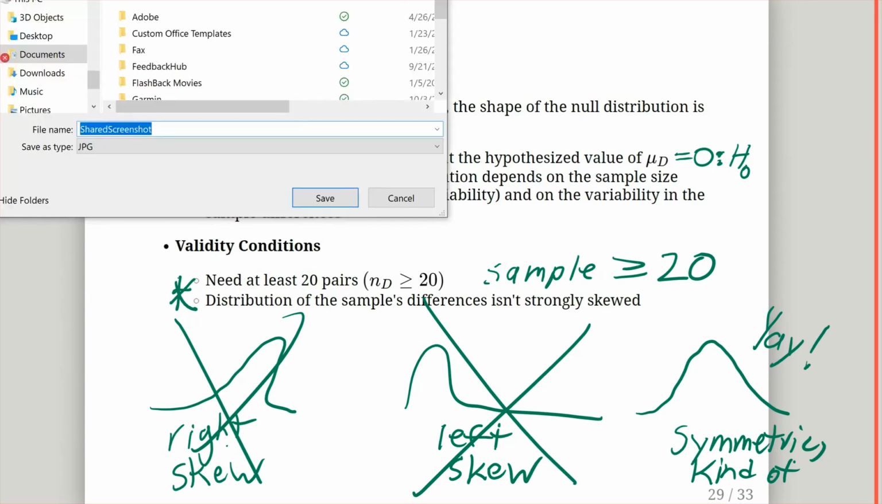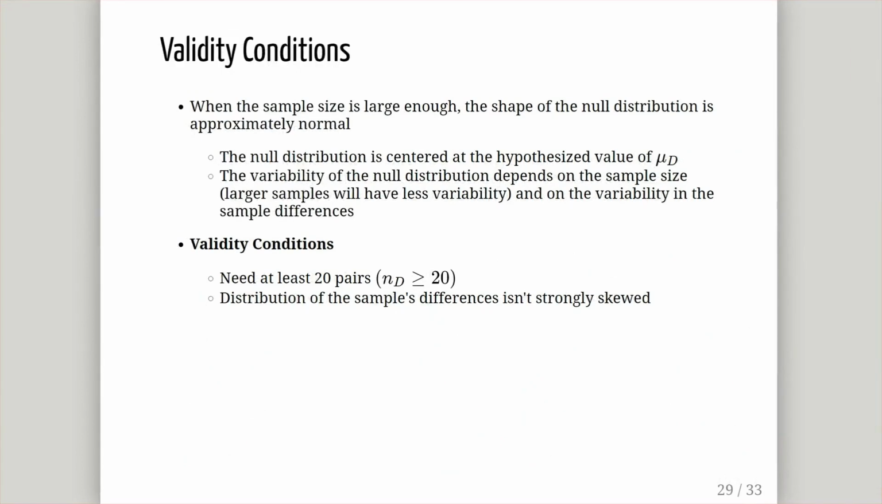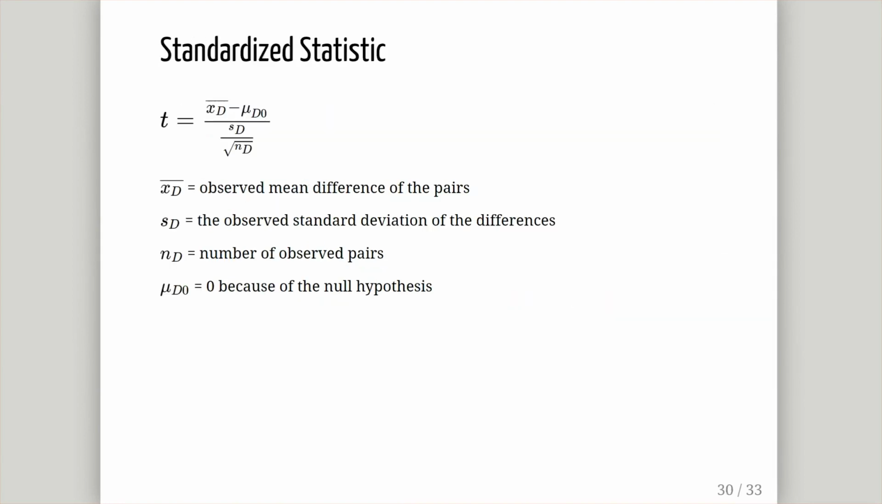I'll save that as well. Okay, so if these validity conditions are met, we can use theory to find first our standardized statistic. Remember the general template of the standardized statistic. You take the sample statistic minus the hypothesized mean of the long-run mean of the differences divided by your standard error.